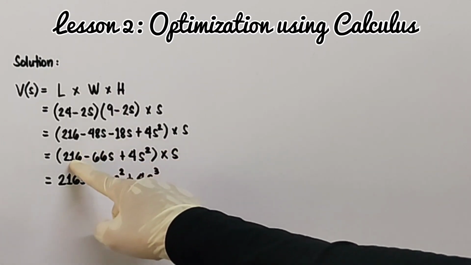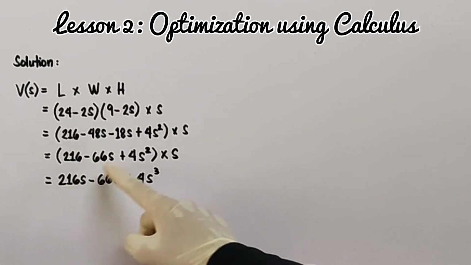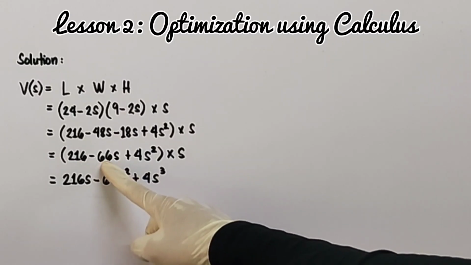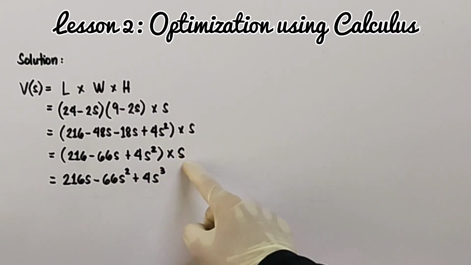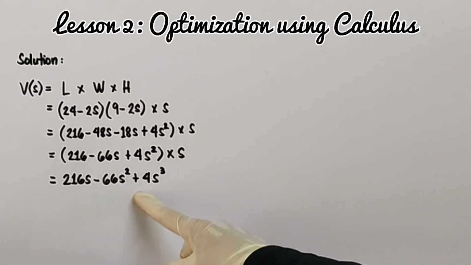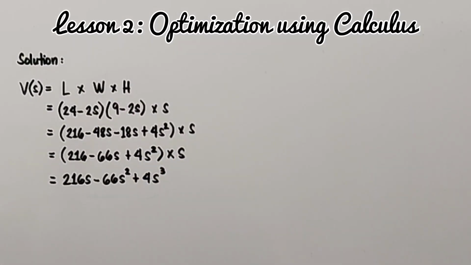So s times 216 is 216s. S times negative 66s is negative 66s squared. And s times positive 4s squared is positive 4s cubed. So that is now the equation of our volume with respect to the side s.